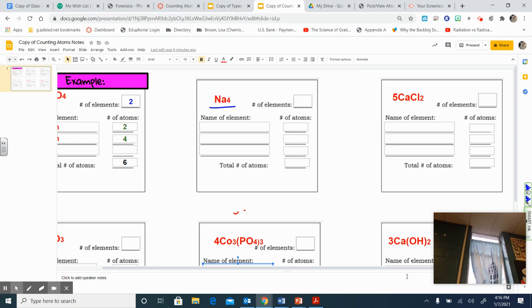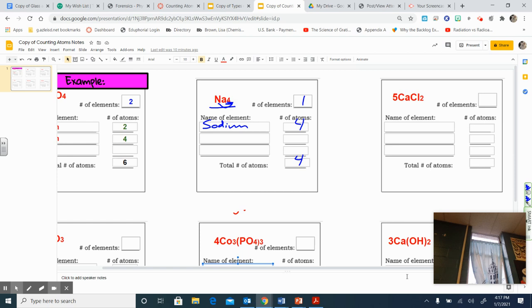We have an element, this is a subscript, and it goes to the element that it is next to. The element that's in front of it is the one it goes with. So there's one element in this. This isn't really a compound, it's a molecule, but this is sodium, and that 4 goes to it, so there are 4 atoms. So then how many total atoms is it? 4. Easy. Okay?